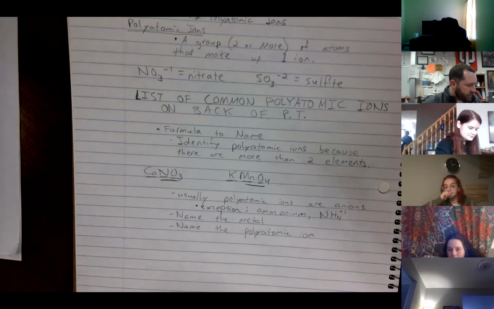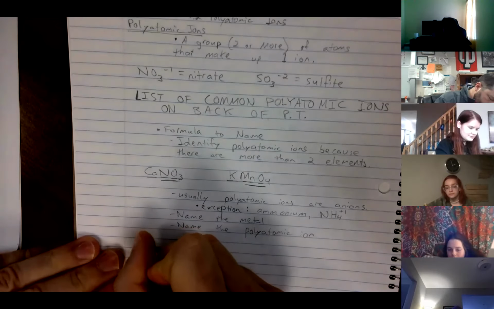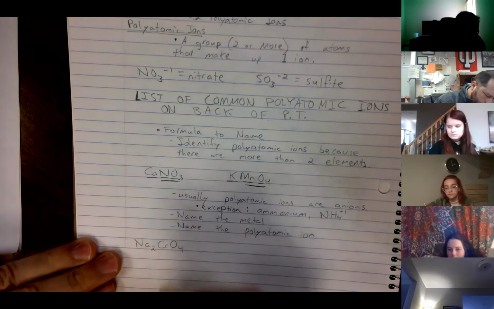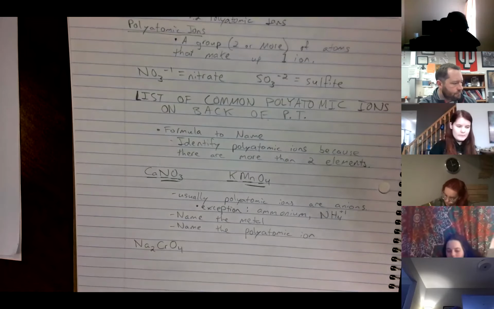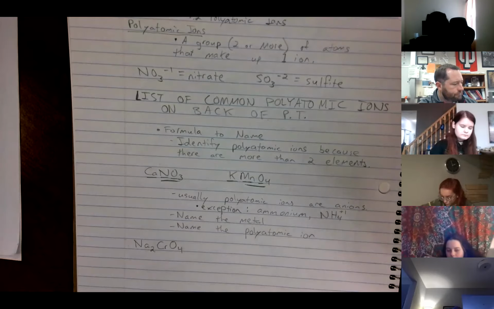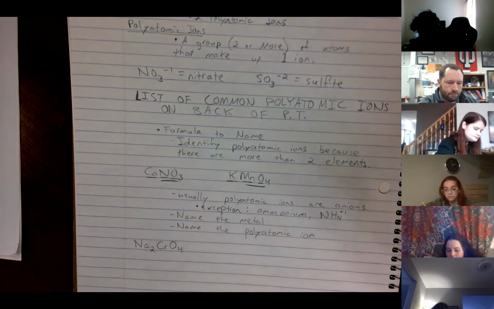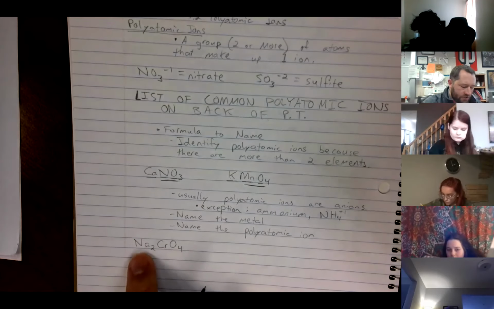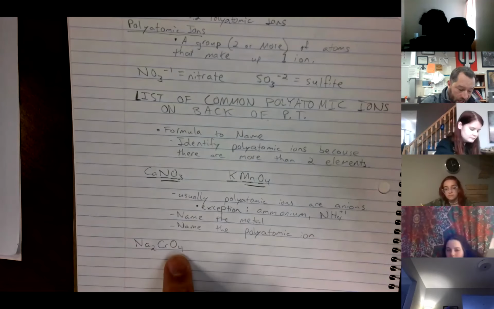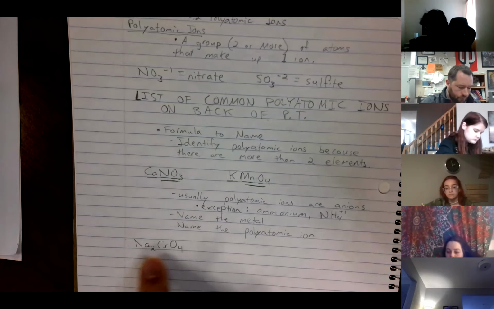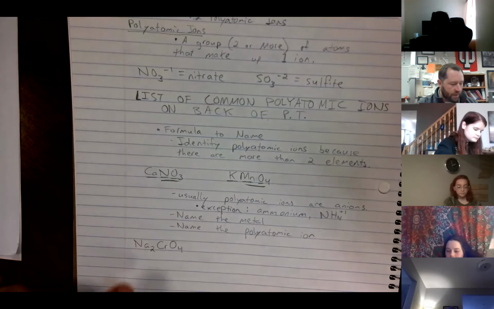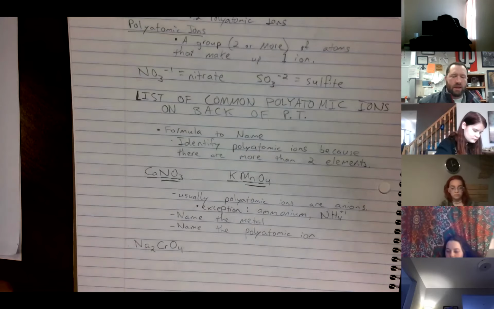Take a look at a couple of examples here. All right, again, what we're looking for, more than two elements. We have Na, we have Cr, and we have O. So we've got 3 elements there. That means at least one of them is a polyatomic ion.